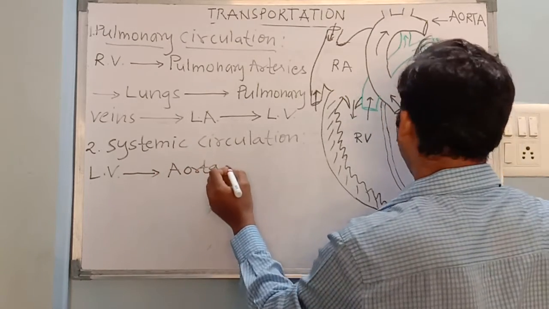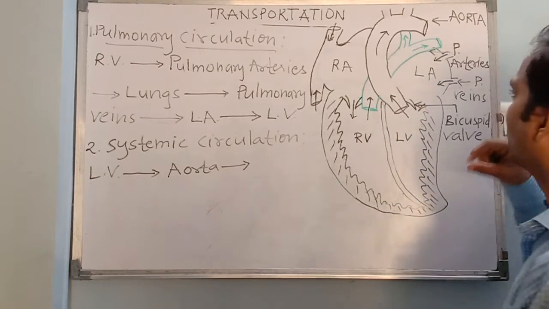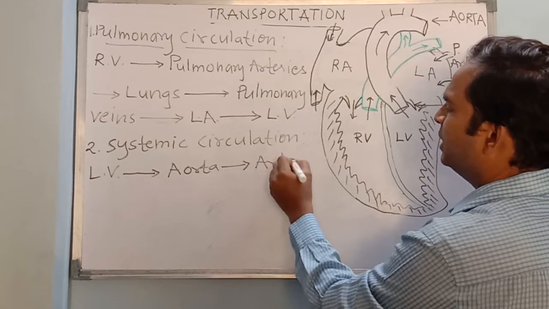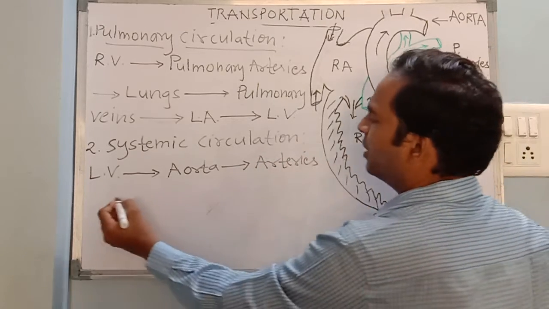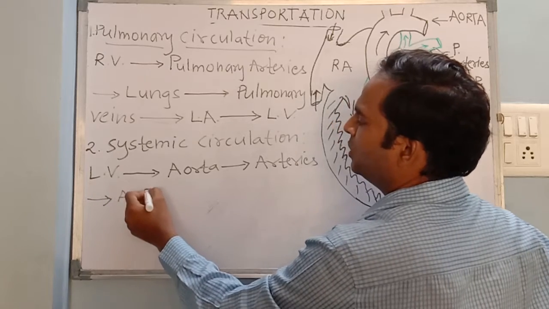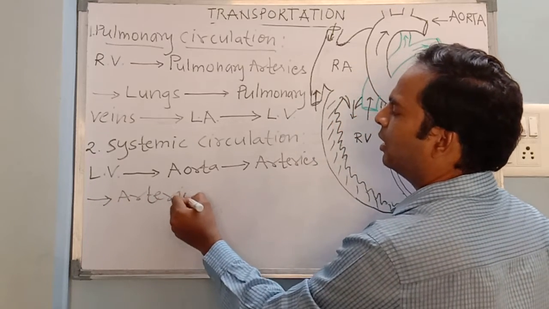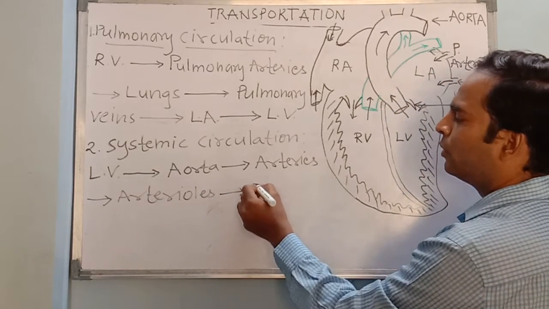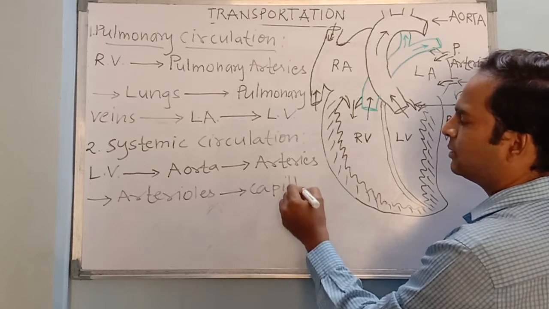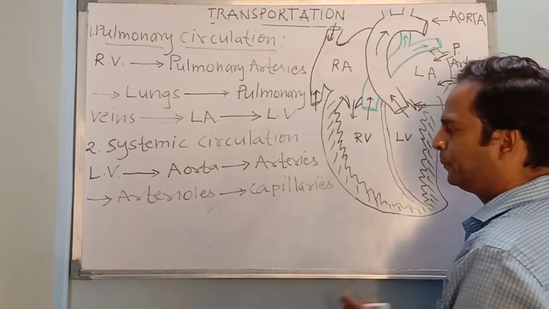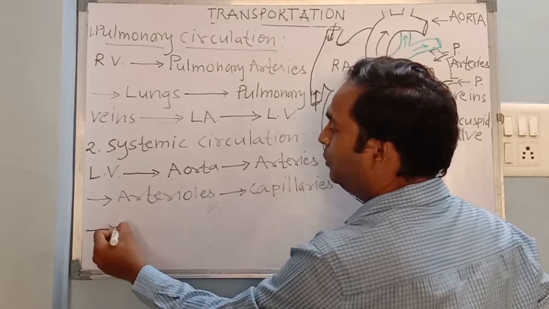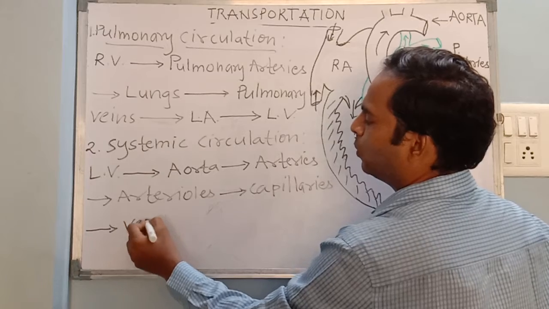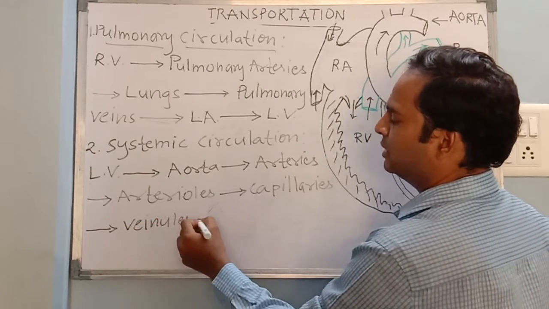Then from the aorta it will divide itself into arteries. Then these arteries further divide into smaller branches, arterioles. Arterioles further divide into capillaries, the smallest blood vessels in our body. Capillaries unite together now and form venules, which are the branches of veins.